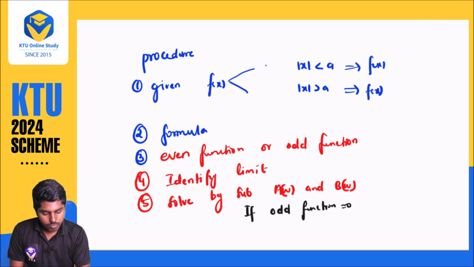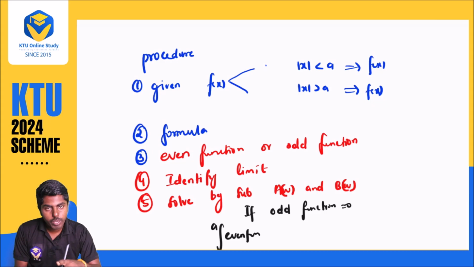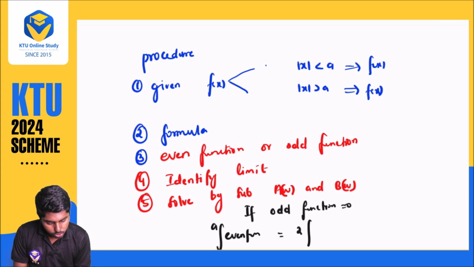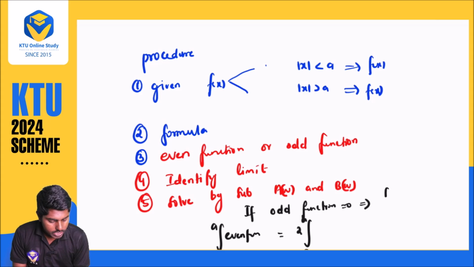And if it is an even function, we will be converting minus a to a into 2 times 0 to a. Even function means 0 to a. This is the thing you have learned in your school life also. But if it is an odd function, we will directly write 0 only. Minus a to a of f of x, if it is an odd function, we will automatically write 0 only.